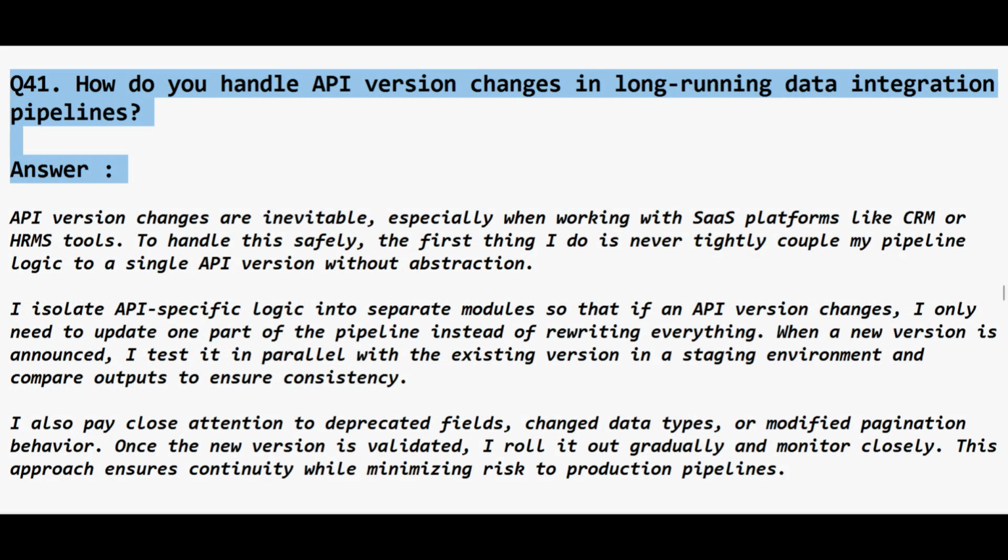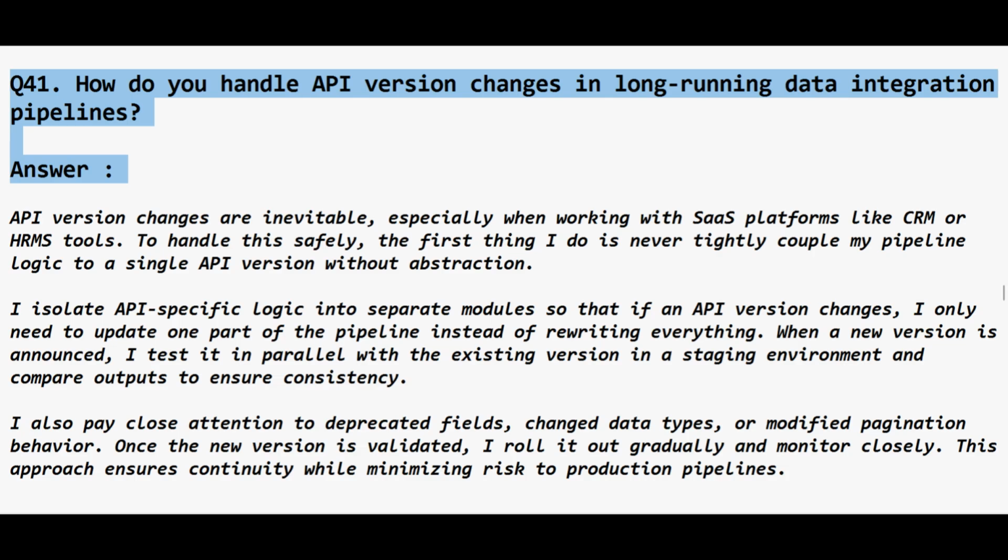Question 41. How do you handle API version changes in long-running data integration pipelines? Answer. API version changes are inevitable, especially when working with SaaS platforms like CRM or HRMS tools. To handle this safely, the first thing I do is never tightly couple my pipeline logic to a single API version without abstraction. I isolate API-specific logic into separate modules so that if an API version changes, I only need to update one part of the pipeline instead of rewriting everything.